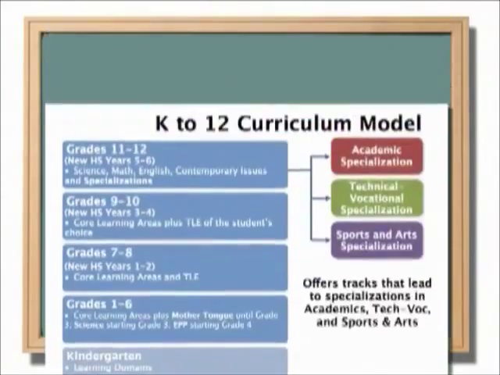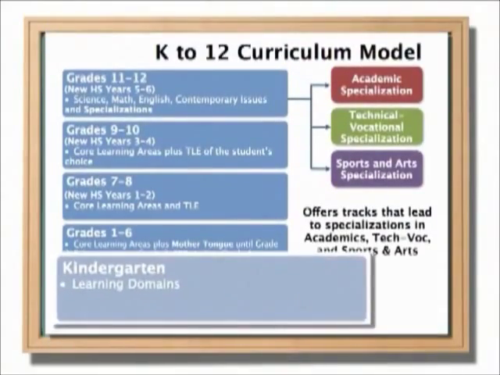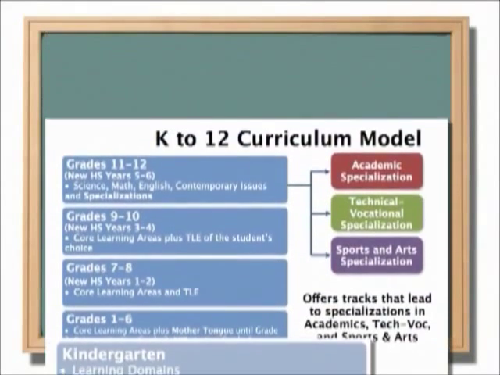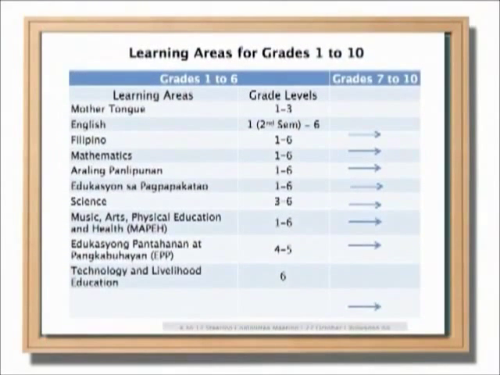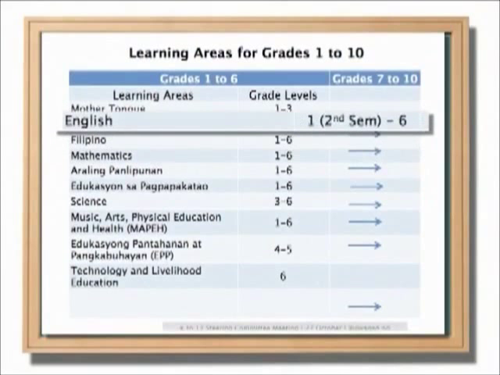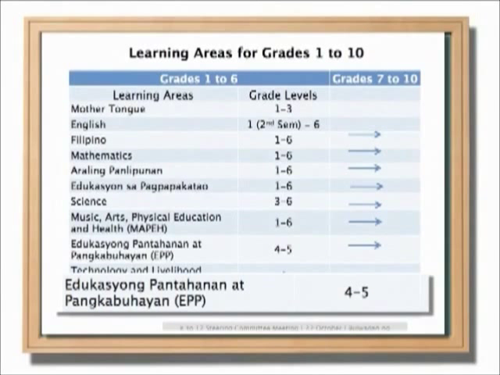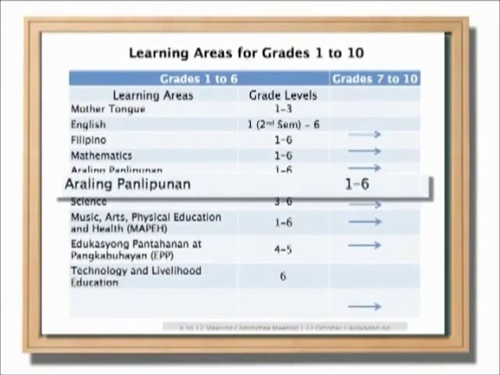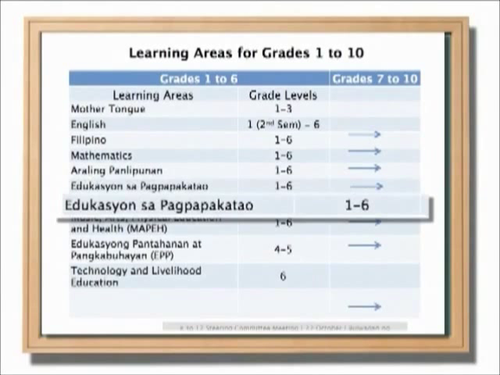The K-12 curriculum model starts with kindergarten. All 5-year-old children should go to kindergarten. Core competences in the basic curriculum are Filipino, English, edukasyong pantahanan at pangkabuhayan, araling panlipunan, edukasyon sa pagpakatao.